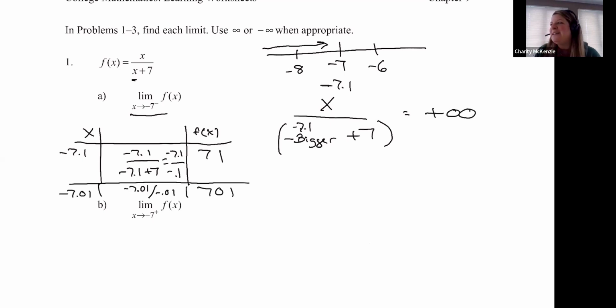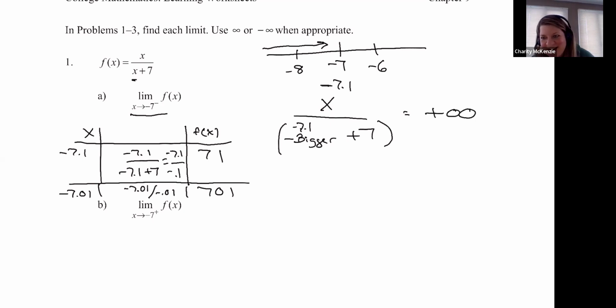I'm a little bit different because I can look at this and go, okay, it's got an asymptote.